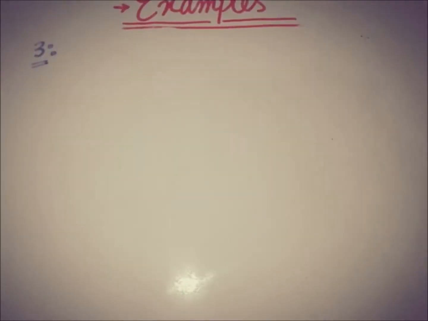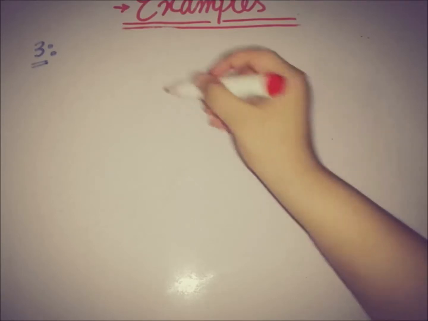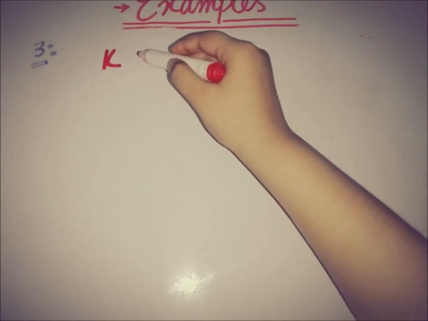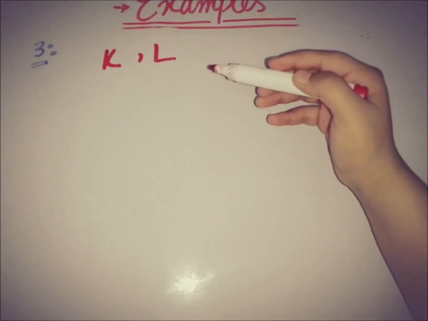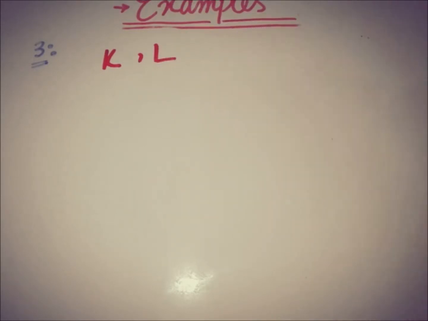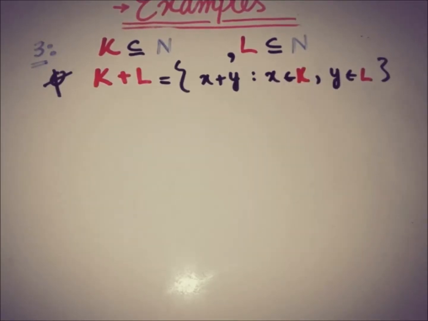The third example is about two convex subsets of a linear space. Let K and L be two subsets of the linear space N. Then the set K plus L is also convex. The given is that K and L are two convex subsets of that linear space, and we're going to prove that K plus L is also convex.